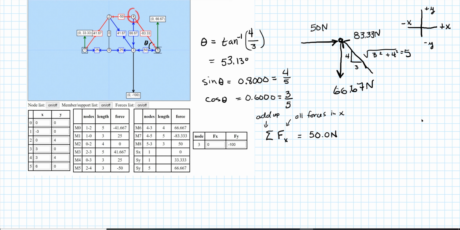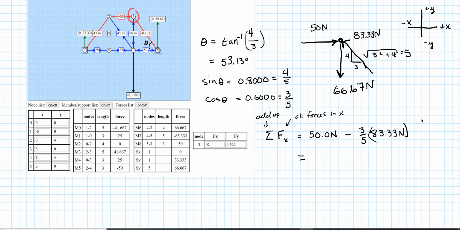And then with this one, it's the 3 side that's parallel to the x, so this would be 3/5 of the force. And then we go back and look at our diagram. Looks like this one's pushing on it in this negative x direction, so it's negative. Remember that the 3/5 is the same as cosine of theta. So let's do 50 minus 3 divided by 5 times 83.33.